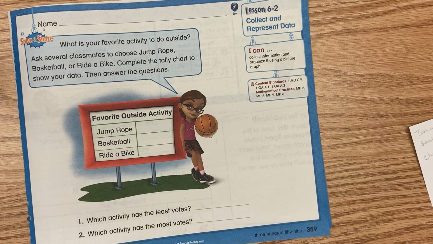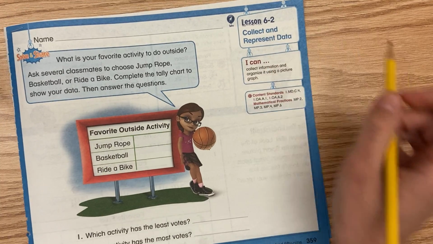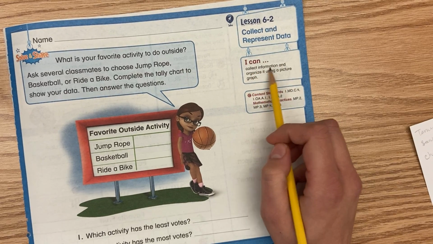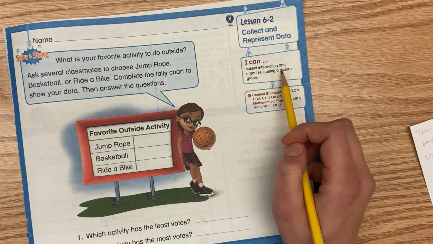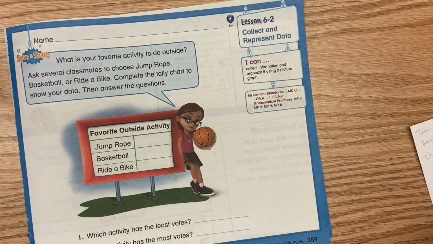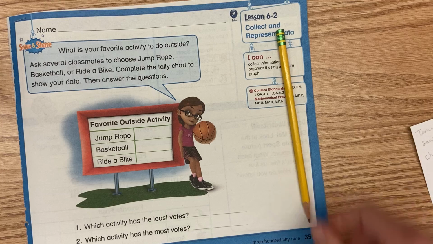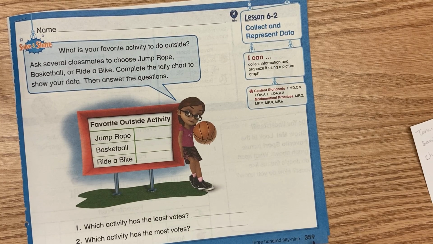Hi, first grade. We're on lesson 6-2 for math. Collect and represent data. I can collect information and organize it using a picture graph. Okay, you will need your math book and a pencil. We're on page 359 in our math books.